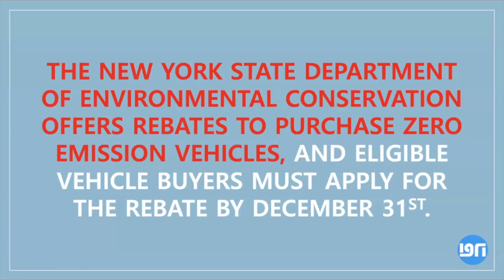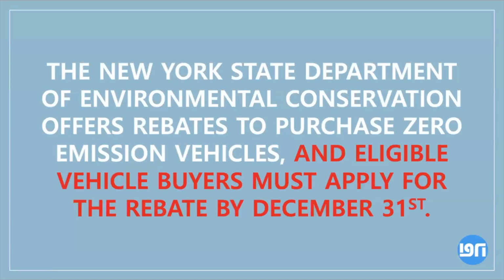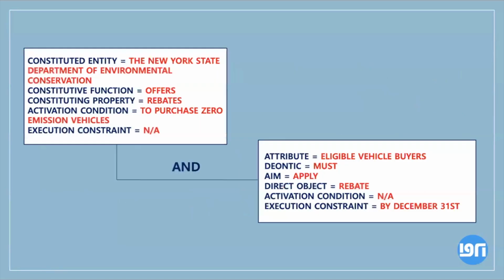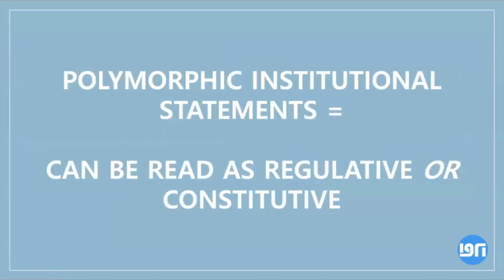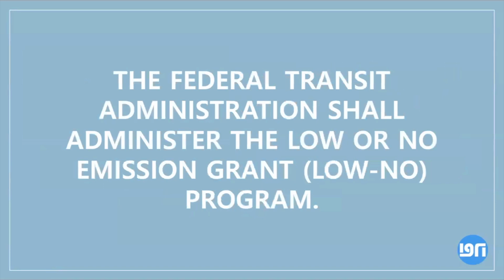The first half of the statement, the New York State Department of Environmental Conservation offers rebates to purchase zero-emission vehicles, is a constitutive statement, while the second half, eligible vehicle buyers must apply for the rebate by December 31st, is a regulative statement. Here's what the coding on that statement would look like. Polymorphic institutional statements, meanwhile, are statements that can be read in both regulative and constitutive terms. Consider the following statement. The Federal Transit Administration shall administer the Low or No Emission Grant (LONO) program.